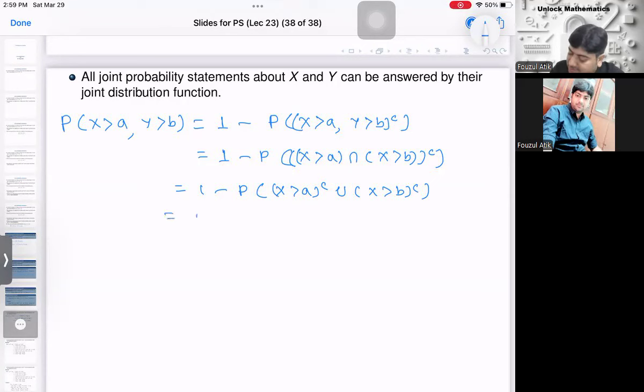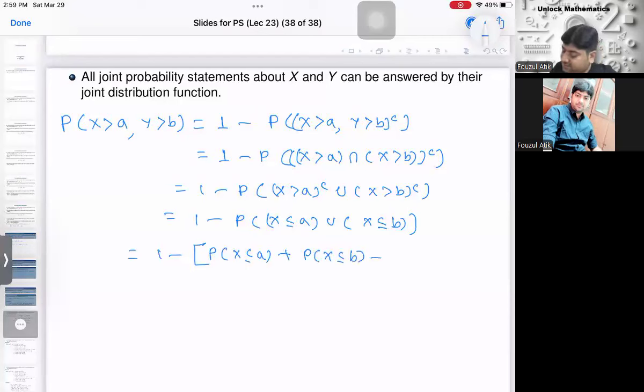But x greater than a whole complement means what? P of x must be less or equal to a union y less or equal to b. Two events we have. Now probability of A union B, right? We know by the principle of inclusion exclusion, we can say that it is 1 minus P of x less or equal to A plus P of y less or equal to B minus their intersection P of x less or equal to A intersection y less or equal to B.